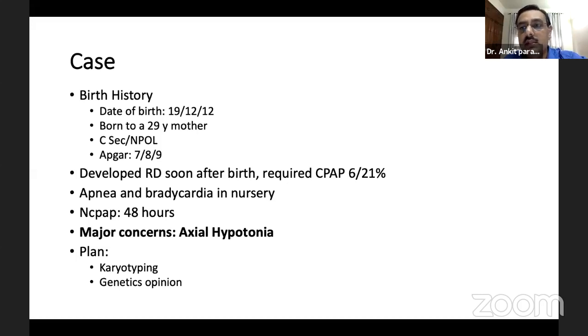So this is a child, and the birth history is there. A cesarean section was done for a non-progressive labor, but the Apgar was normal. But this child developed respiratory distress at birth and required a CPAP. There was some bradycardia and apnea in the nursery, and the major concern was axial hypertonia. So this child was planned for karyotyping and genetic opinion, but at that time the parents weren't very keen on that, so they went home. But there was some problem of hypertonia.